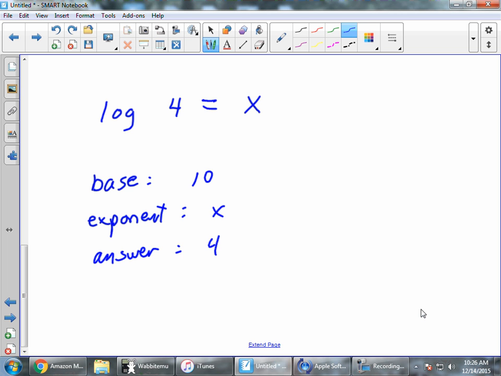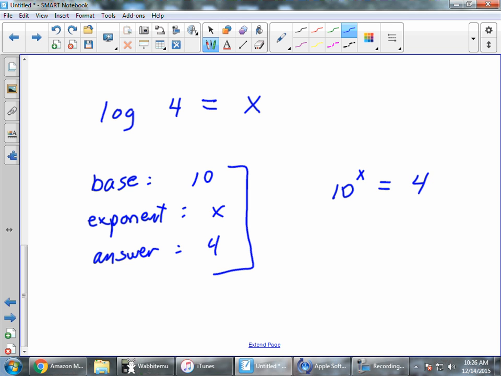4. Okay, so let's put that together now. Put all these 3 together, and we know the base is 10. We know the exponent is x, and we can say equals 4. And again, this is long. There are easier ways to do it, but this works every single time. The 3-question method, it'll get you there. Okay, it's not always the fastest or the sexiest or anything, but it will get you there.